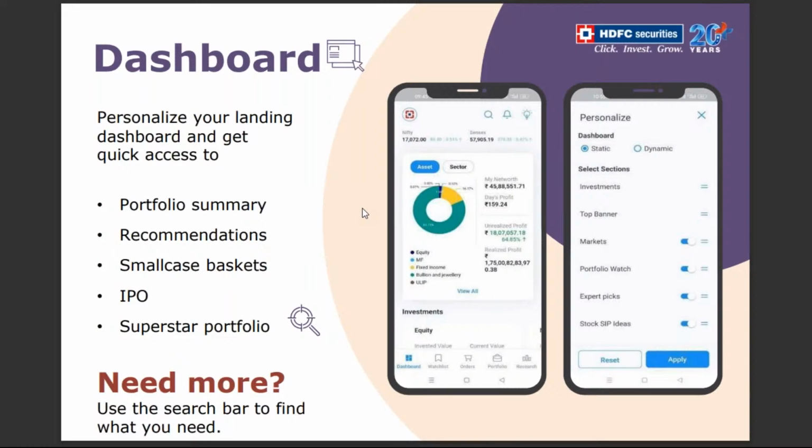And next to that, you can see the recommendations also. For example, you want to invest in equity. So which stocks do we recommend in terms of intraday or e-margin kind of recommendations? You will get them on the dashboard itself. So that is the second advantage, where you don't have to navigate to a separate recommendations page.